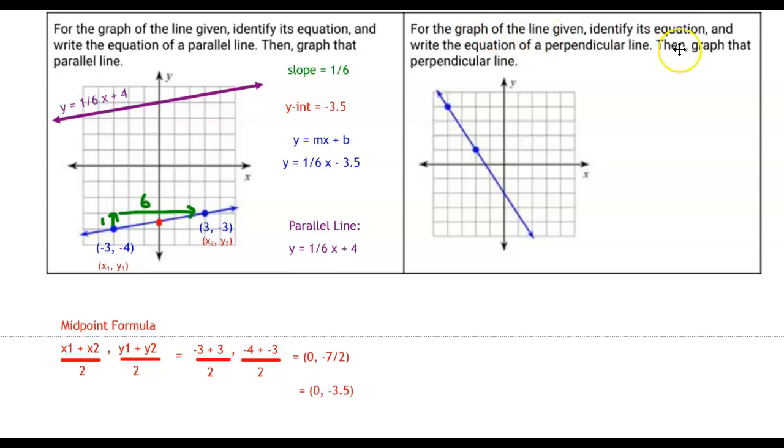For the graph of this line, we're supposed to identify its equation, and write the equation of a perpendicular line. Careful, they gave us a little curveball there. This one is supposed to be perpendicular, and then graph that perpendicular line. This line, we can easily figure out its slope by using that counting method. So I'm going downwards by 1, 2, 3, and over by 2. That means my slope is down 3 over 2.